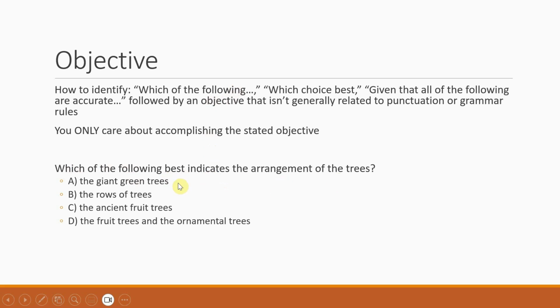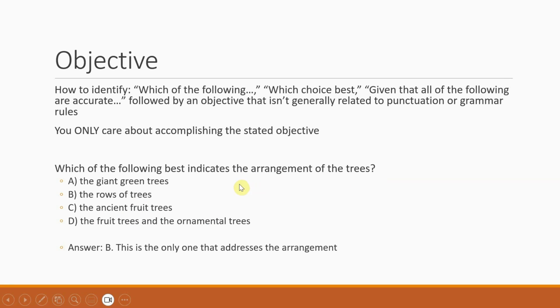So if I look through these, if I see the giant green trees, do I know how they are arranged? No, I do not. I know they're big and I know what color they are. How about B, the rows of trees? That tells me the arrangement. I know that I have rows now, so that's probably my answer. Let's look at the others. C, the ancient fruit trees. I know their age now. I know nothing about the arrangement. The objective is the arrangement. D, the fruit trees and the ornamental trees. I know more about what type of trees, but again, I do not accomplish the objective of indicating the arrangement. So my answer is B. It is the only one that actually accomplishes the objective.